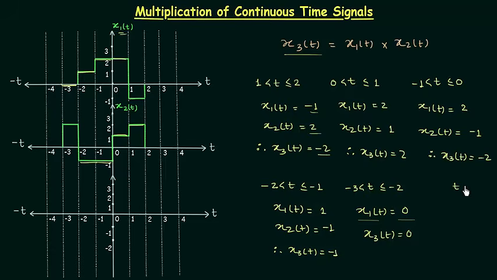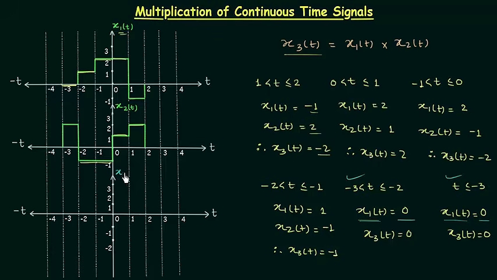Now we will find the resultant signal when time t is less than or equal to -3. Signal x1(t) is equal to 0. You can see it is equal to 0, and therefore x3(t) will also become 0. There is no need to find signal x2(t) in both these cases because x1(t) is equal to 0. Now using this information, we will plot signal x3(t).